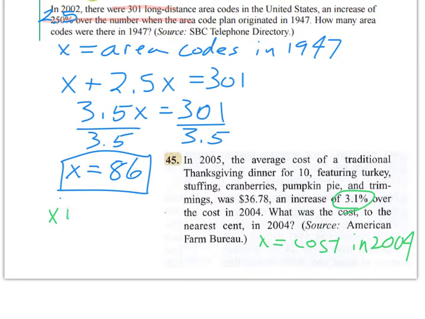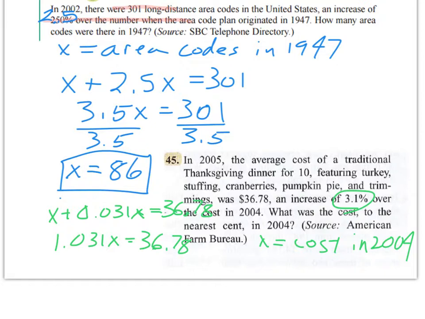So X plus, now be careful with the percentage there. It's only 3.1, so it's 0.031X. And that would equal the 36.78. Now you might look at that and say, well, why don't you just go straight to the 1.031X? And if you see that, go ahead and go for it. That's perfectly fine. And all we have to do then is divide the 36.78 by 1.031, and that'll give us the cost for 2004.